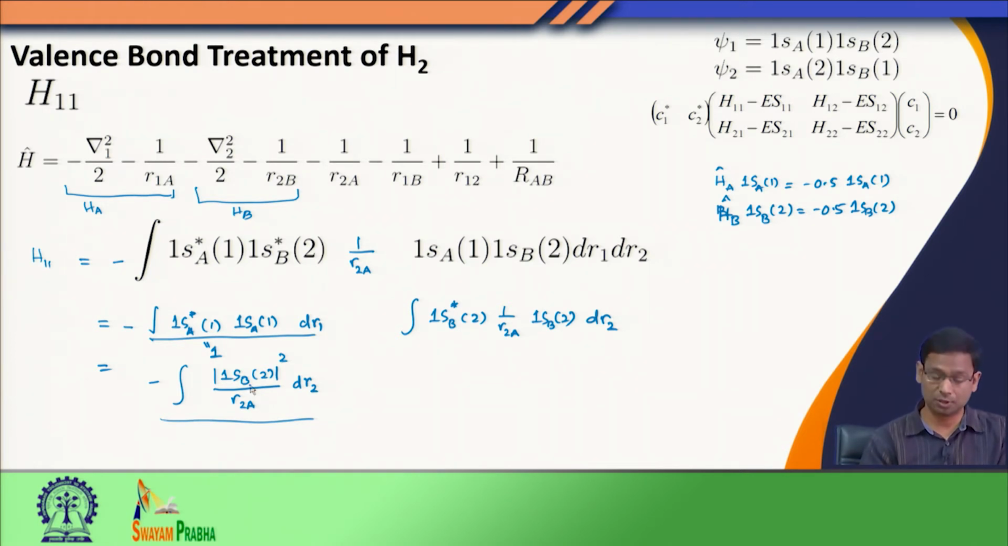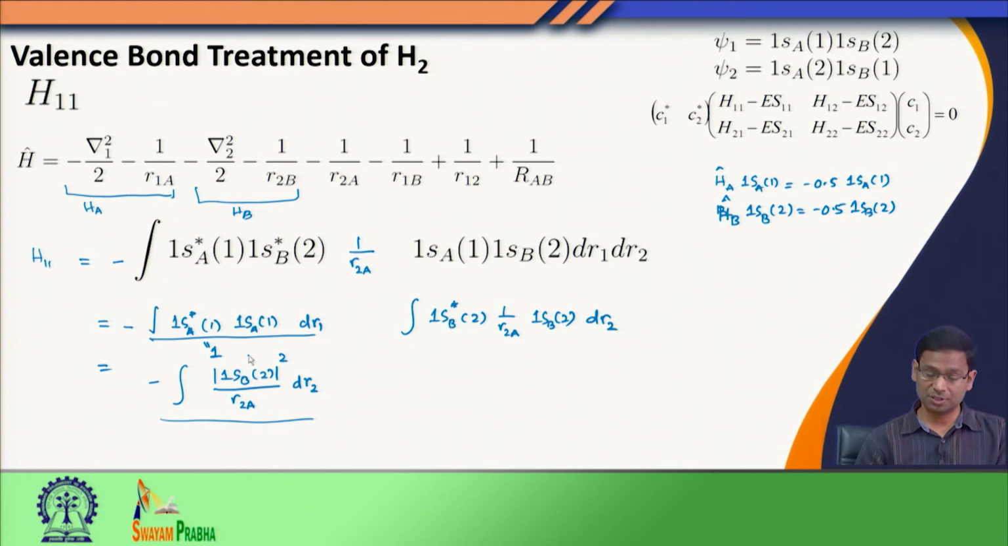Why do I call it the electron density distribution? Because I have 1s_b(2) star times 1s_b(2), the mod square, integrated over dr_2. That gives me the distribution of the electron density over all space, so how electron 2's electron density is interacting with nucleus A. So this term gives me one Coulomb integral term.